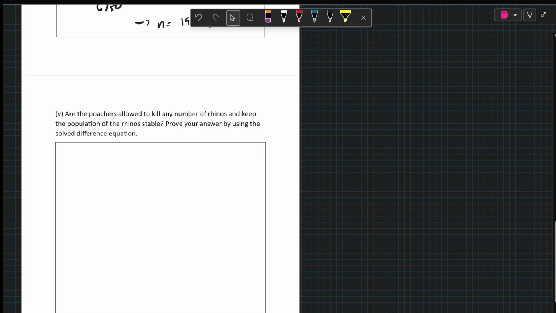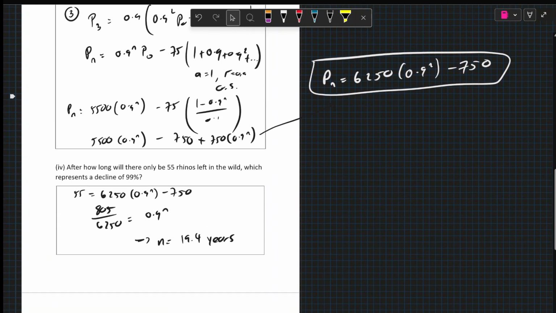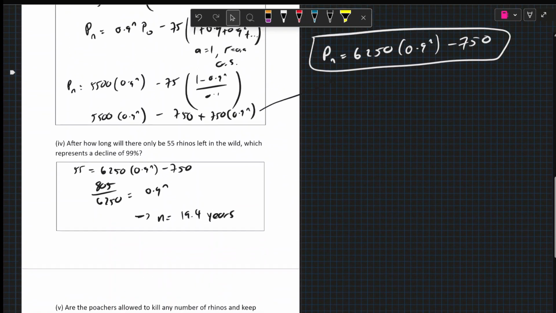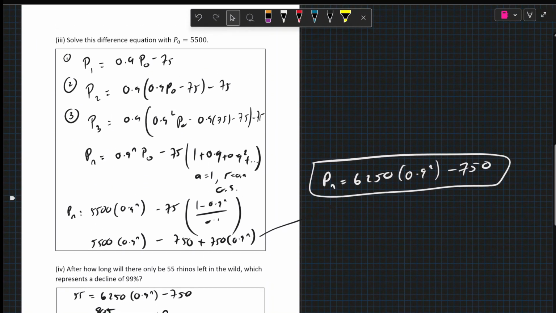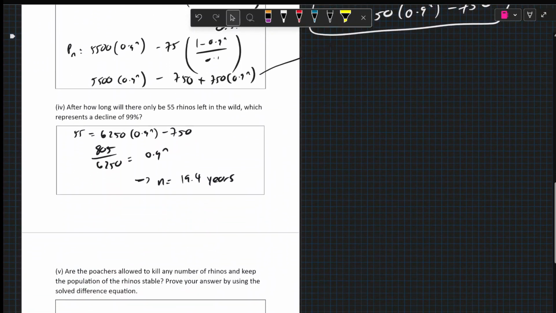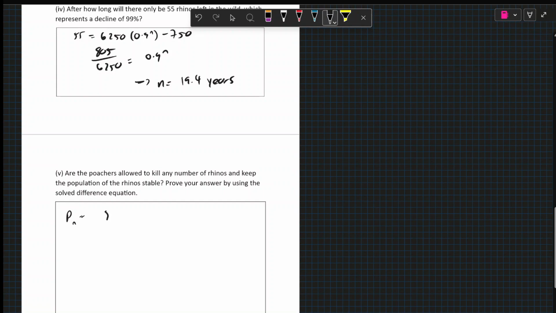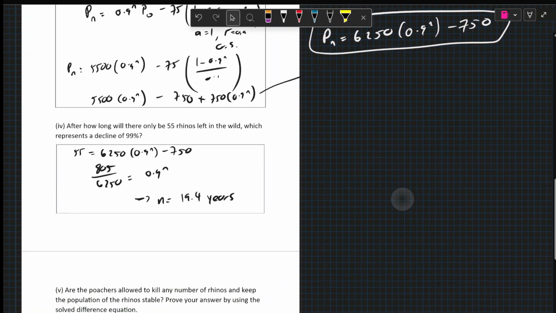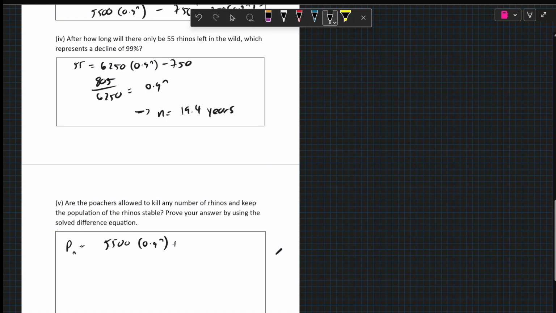Now, are poachers allowed to kill any number of rhinos and keep the population of rhinos stable? In order for this to occur, we have to think back to this equation here. When we were solving our equation, we got 5,500 times 0.9 to the n, and then the poaching term, which is 10 times the amount. So we can subtract the amount that they're poaching, x, which is 10x actually. And then, because the terms were cancelling, we get plus 10x times 0.9 to the power of n.